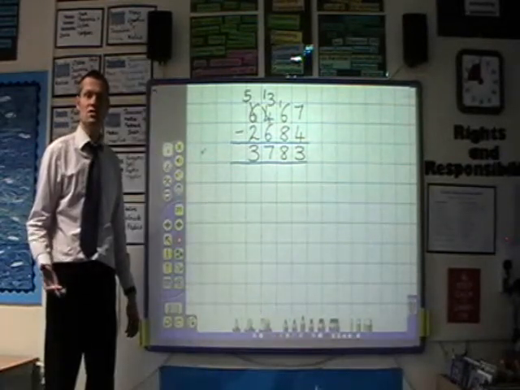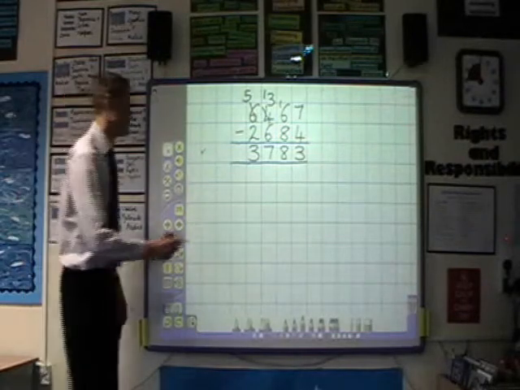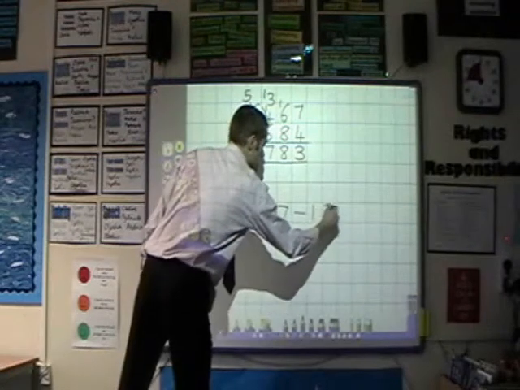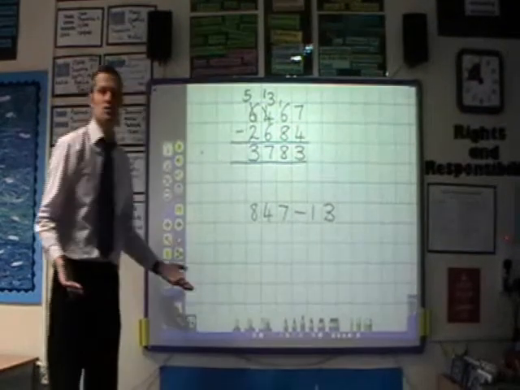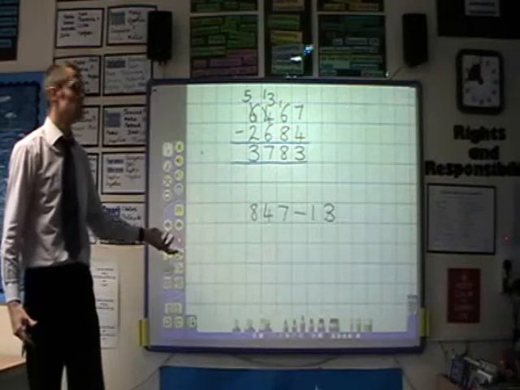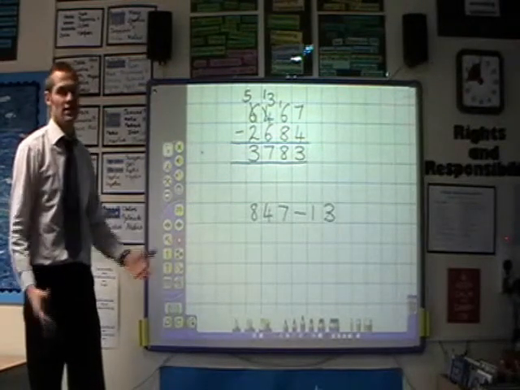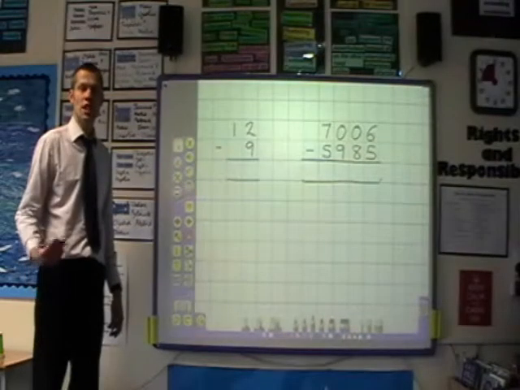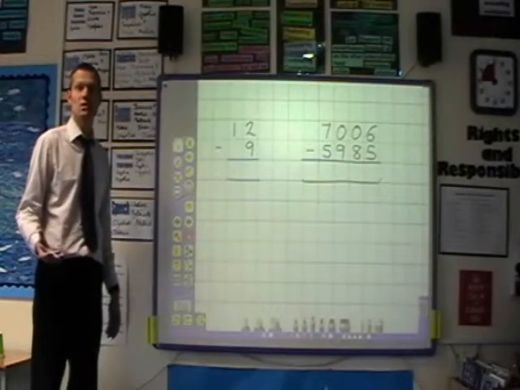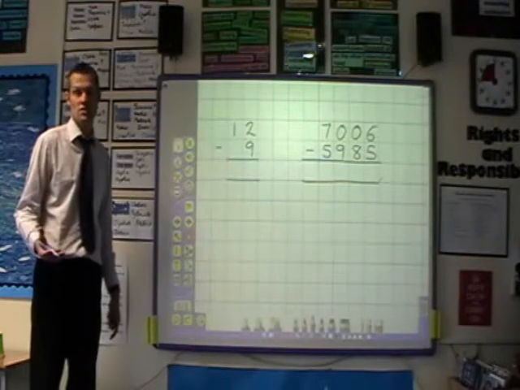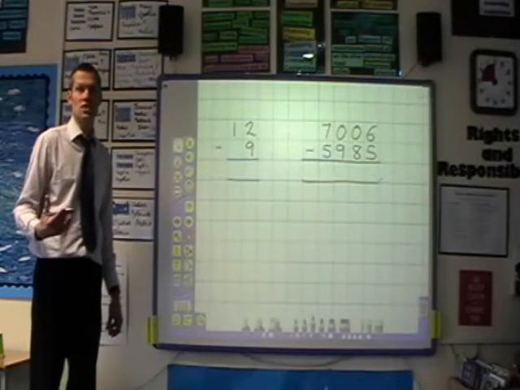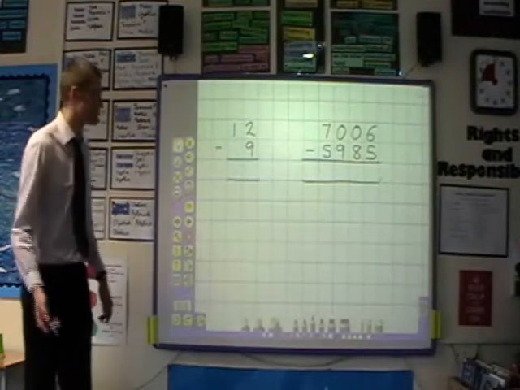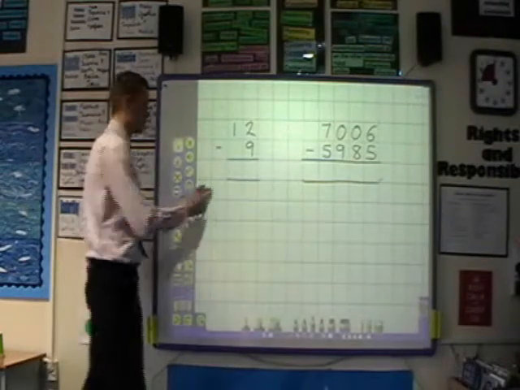Exceptions are when you are subtracting a small quantity. For example, 847 subtract 13, where we would expect the children to take 10 away from 847 and then 3 away, or something similar. Here are a couple of obvious examples of where counting on is the most sensible method to use, and decomposition or borrowing involves a lot of unnecessary work, like this.